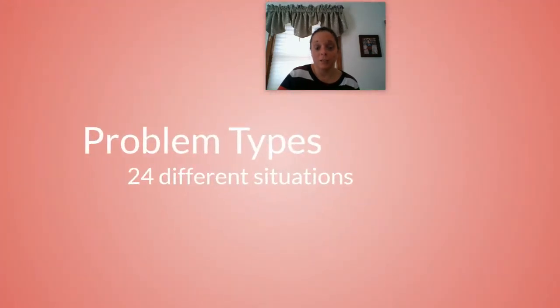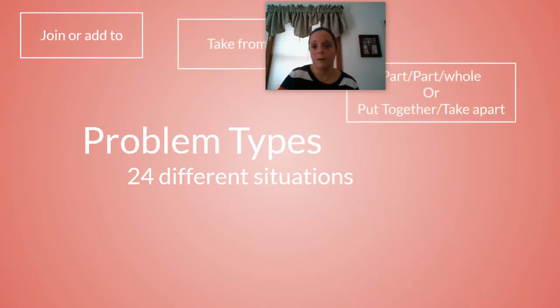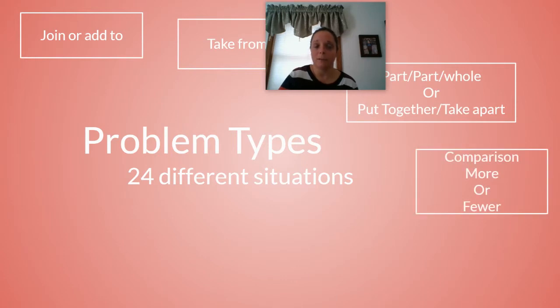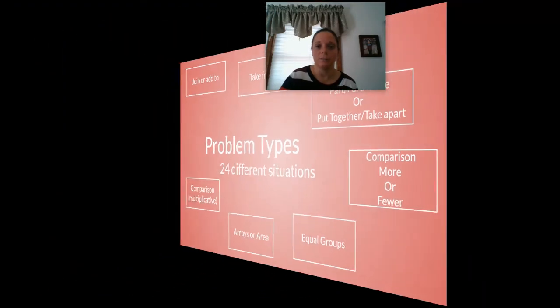So there are actually 24 problem types at the elementary level. So K through 5 have additive problem types: join, add to, take from, part, whole, put together, take part. And then the hardest ones, comparison problems. Comparison with a more situation, comparison with a fewer situation. Then in 3 through 5, we add on multiplication and division. So we add on some more problem types: equal groups, arrays, area, and comparison and multiplicative relationships.